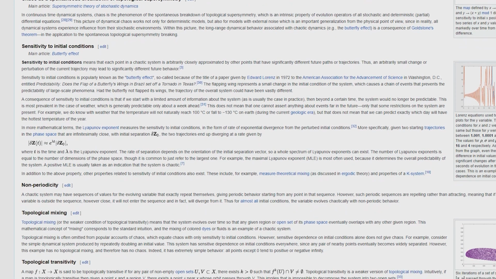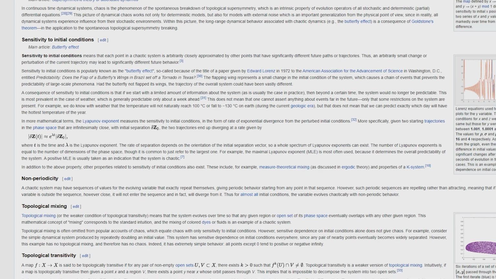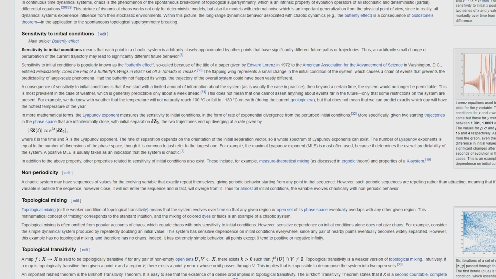In addition to the above property, other properties related to sensitivity to initial conditions also exist. These include, for example, measure-theoretical mixing, as discussed in ergodic theory, and properties of a K-system.